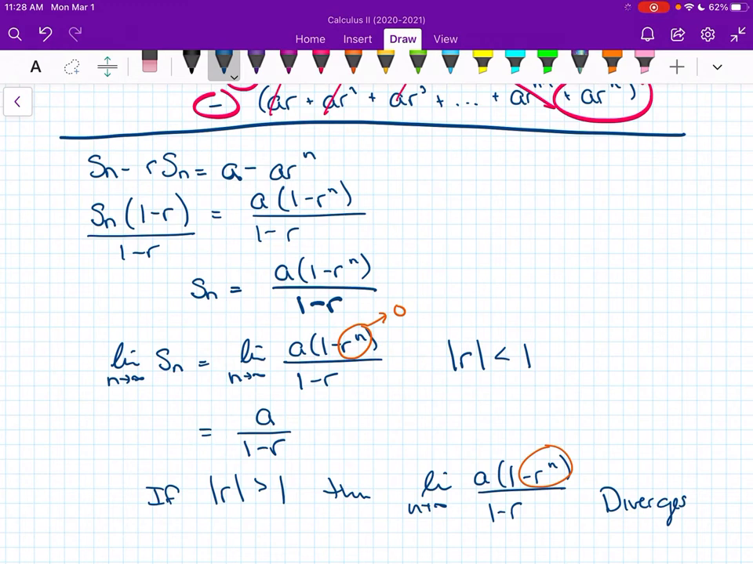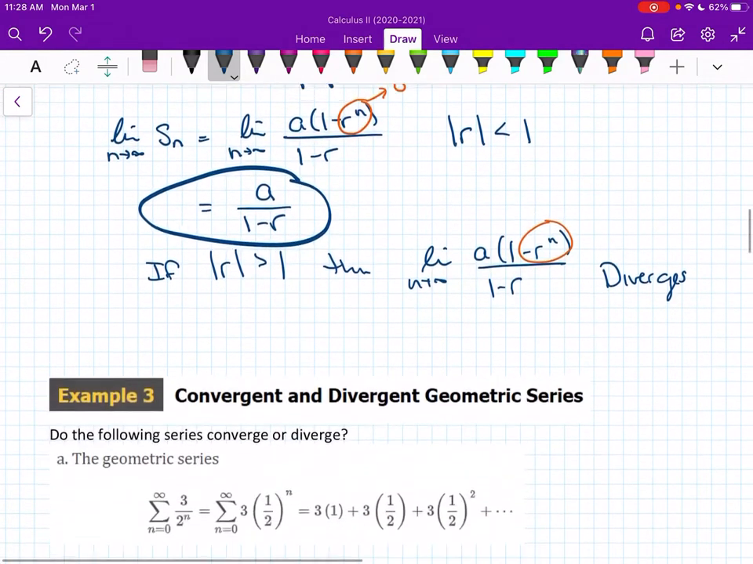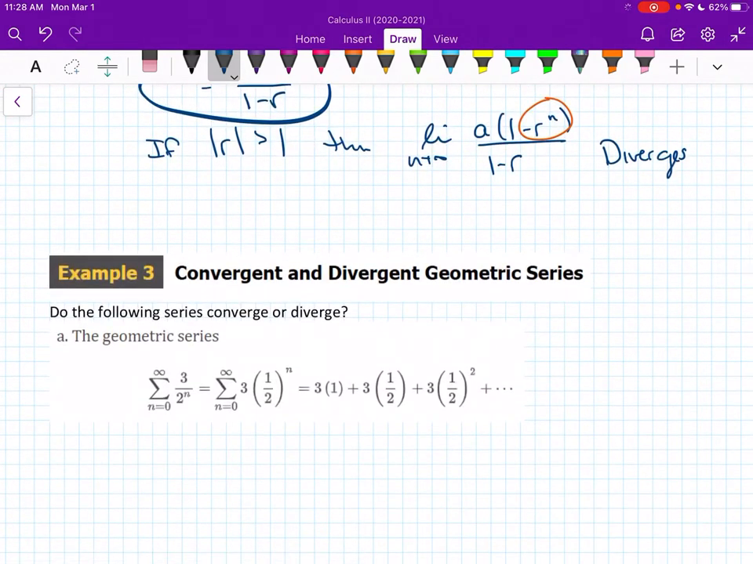Fantastic. All right, so we have that it converges when |r| is less than 1, and then the sum is going to be a over 1 minus r. All right, let's take a look at some examples. Do the following series converge or diverge?